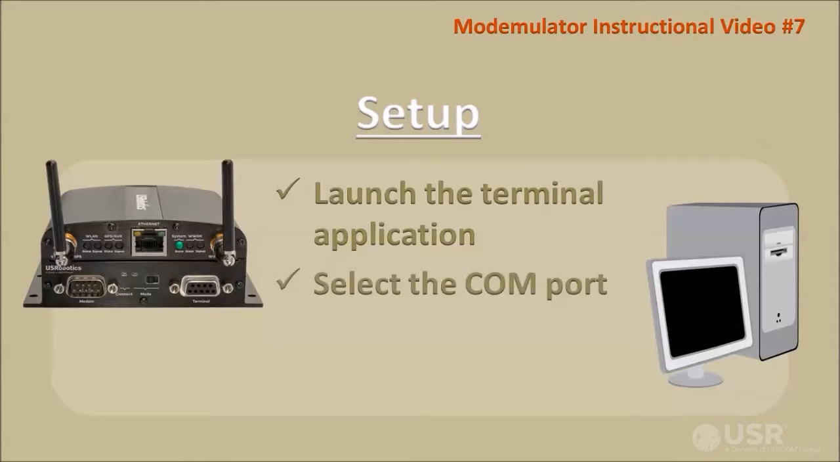Within the terminal application, select the COM port that is associated with the computer's serial port. If necessary, check the computer's operating system to find which COM port is connected to the serial port, and choose the serial settings for communicating with the Modemulator. The upgrade will transfer faster at higher serial speeds.